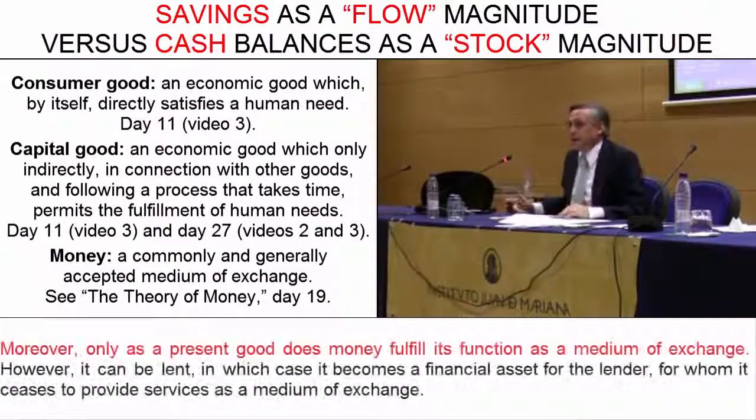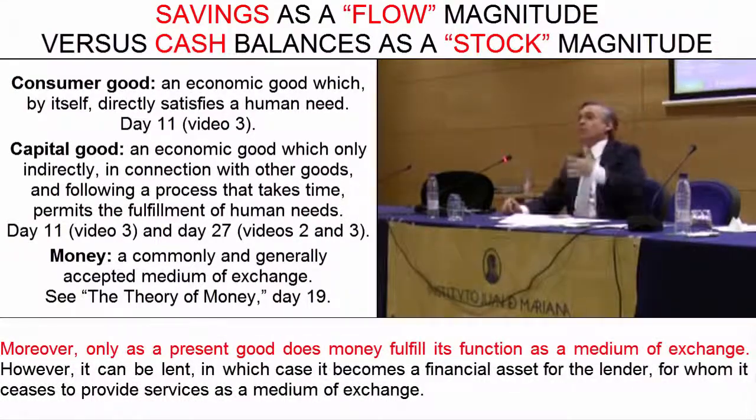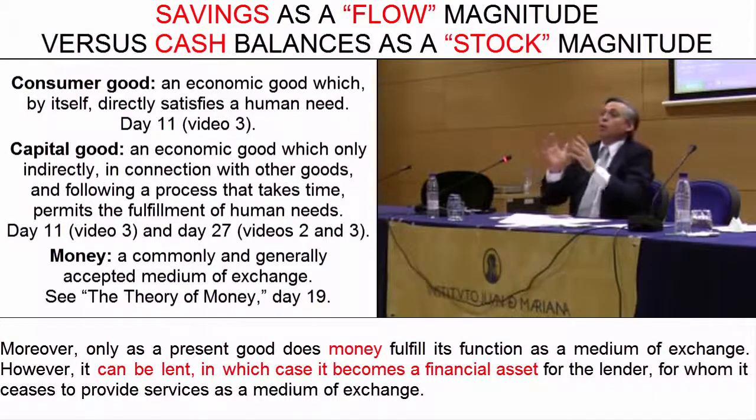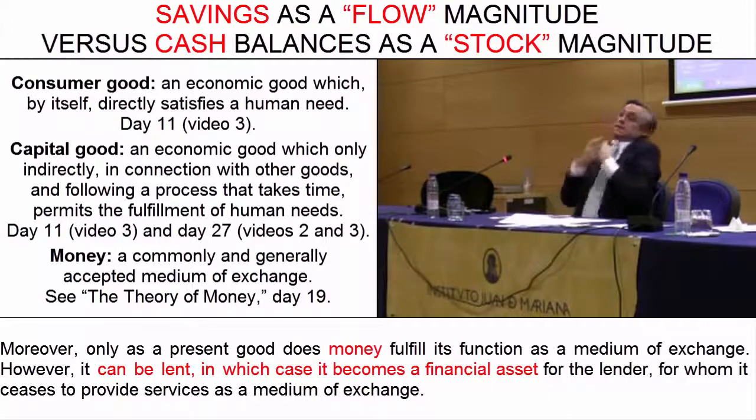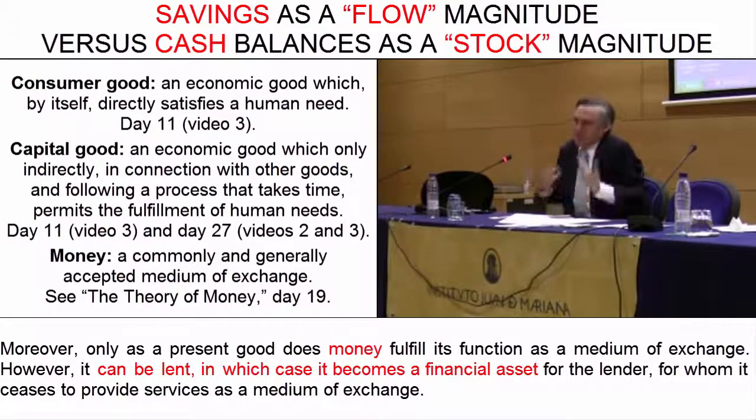Furthermore, money can fulfill its function as money only if it is a present good. That is, if it is here in my sight or on demand deposit. Of course, money can be lent, but the moment it is lent, it ceases to be money. At that moment, it is replaced, for example, by a capital good, or by a financial asset that represents a capital good, which is not money.